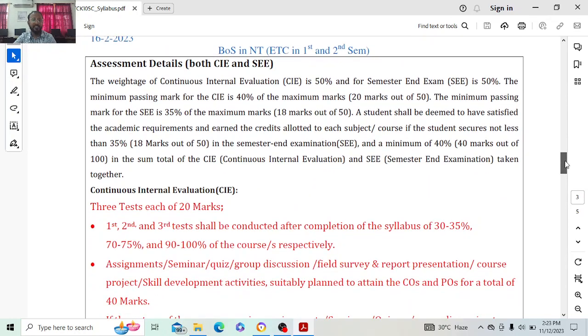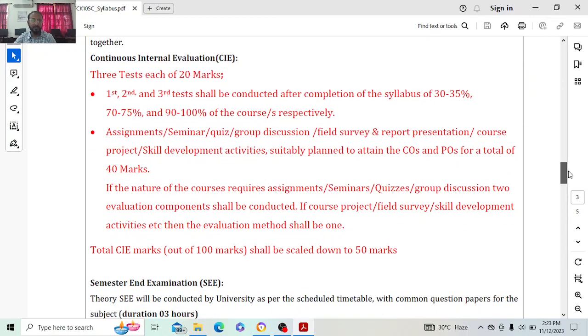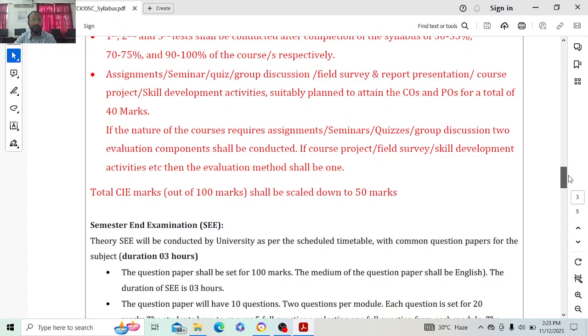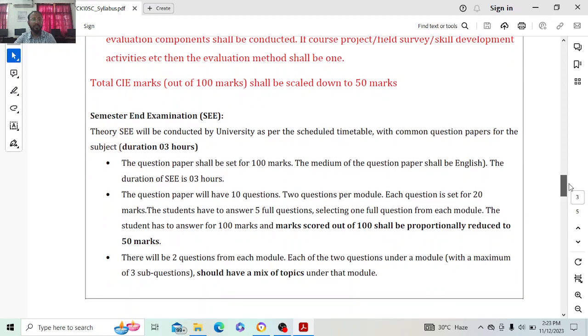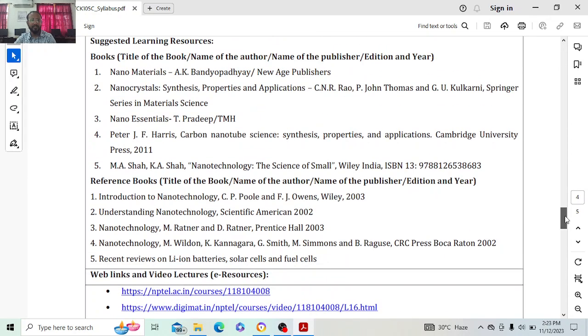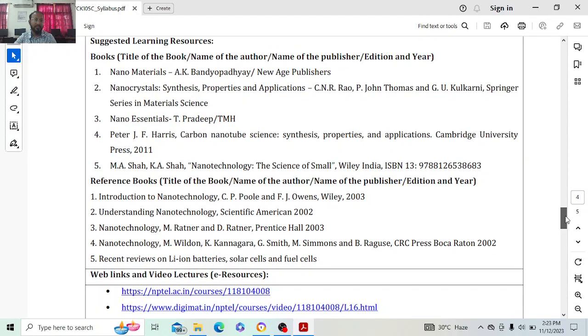Your SEE and CIE, you already know the same thing: 3 tests will be there, 20 marks each, assignments for 40 marks, and a quiz will be taken. Then totally CIE marks are 50, semester end 50 marks, that we discussed. And these are the suggested textbooks here. We are having nanomaterials and nanocrystals, nanoessentials. Okay, Nanoessentials by T. Pradeep is one of my favorite books.